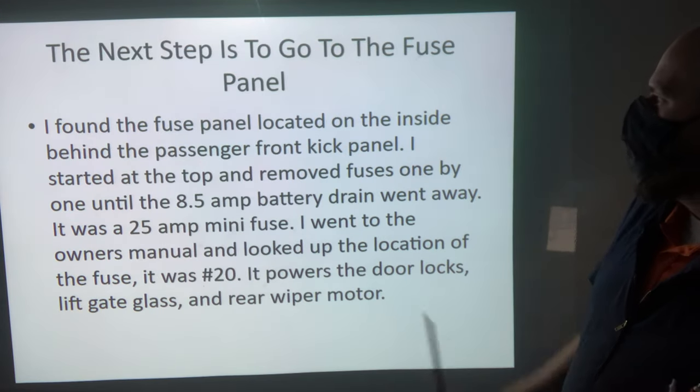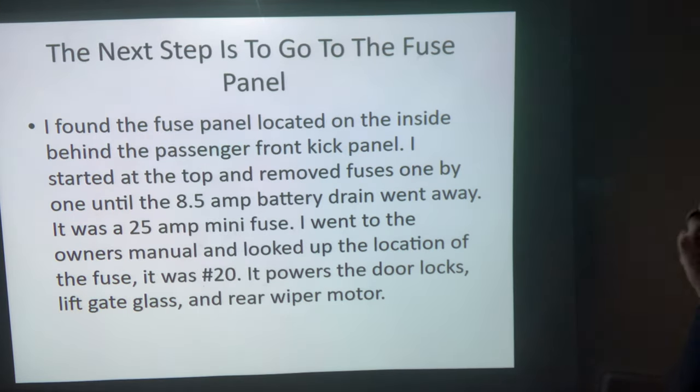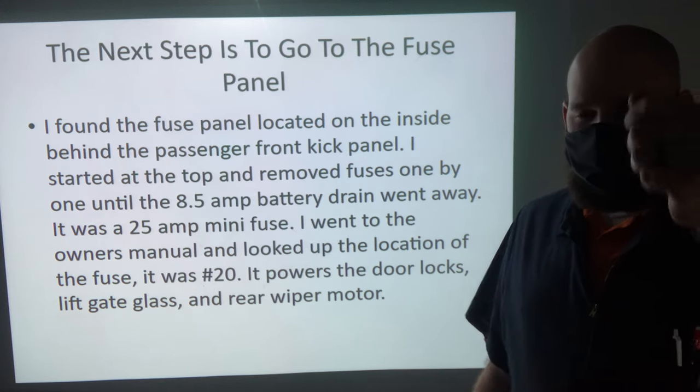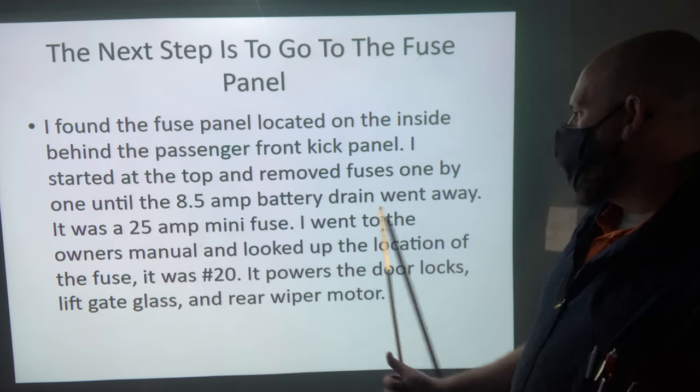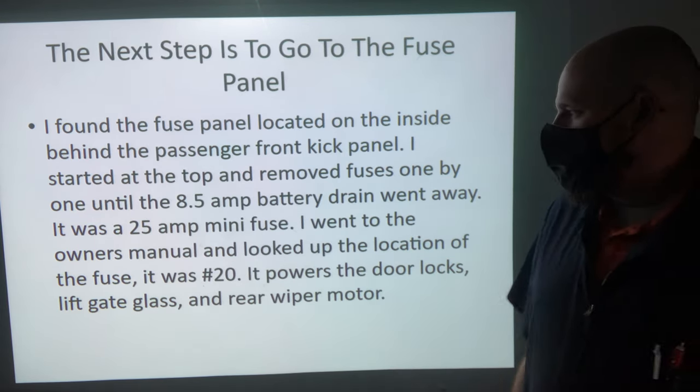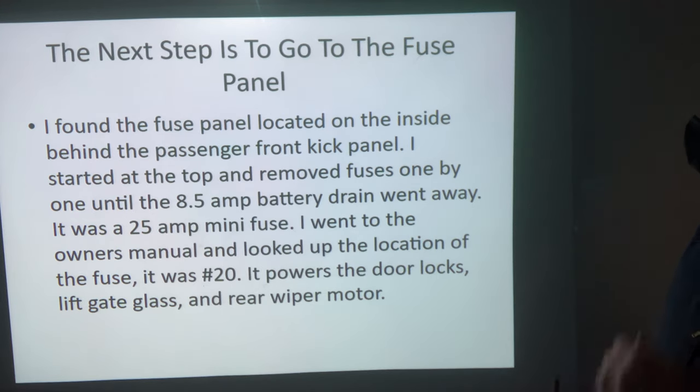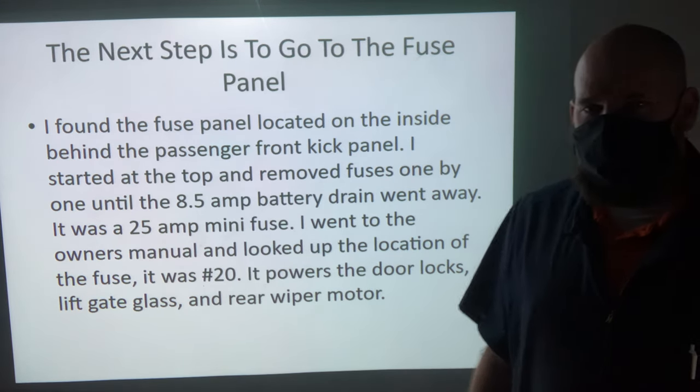The next step is to go to the fuse panel. I found the fuse panel located inside behind the passenger front kick panel. I start at the top and remove fuses one by one, until the 8.5 amp battery drain went away completely. It was a 25 amp mini fuse. I went to the owner's manual and looked up the location of the fuse. It was number 20, and it powers the door locks, lift gate, glass, and rear wiper motor.